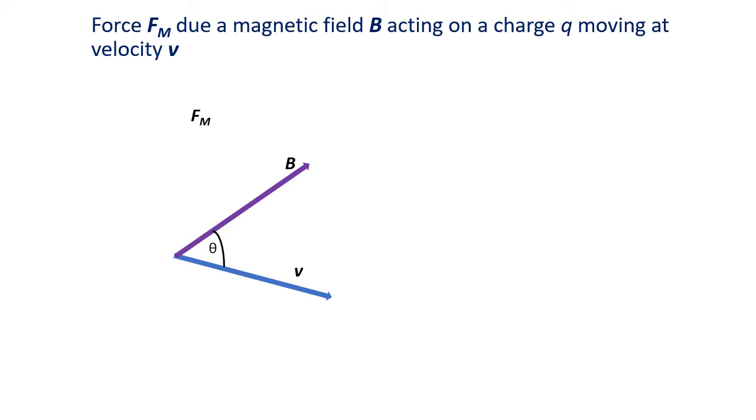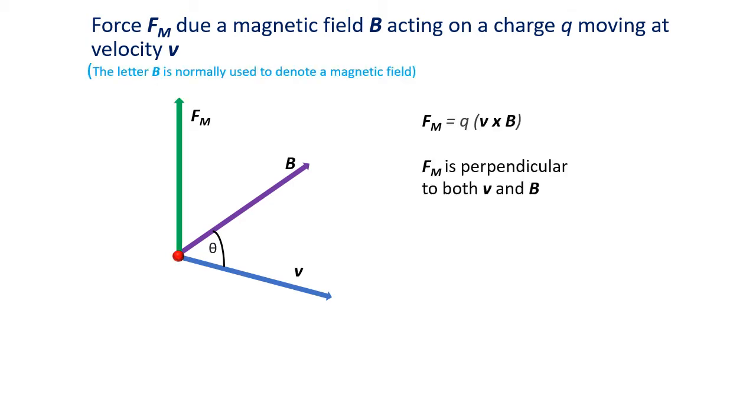The force due to a magnetic field acting on a charge moving at velocity v is given by the vector product of the magnetic field and the direction, the velocity the charge is moving in. And because it's a vector product, its direction is perpendicular to both v and B, which means that if the charge is moving parallel to the field, either directly in the field's direction or directly opposite, then the magnetic force is actually zero.